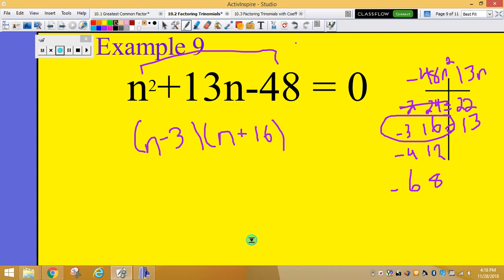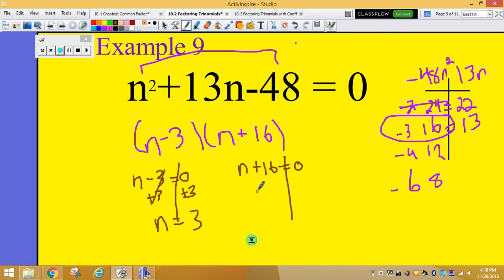Now, here's where it changes. If you have an equal sign, that means it actually wants the answer. It wants the numbers. So you're going to set this first parentheses equal to 0, and you're going to set the second parentheses equal to 0. And we're just going to solve them. So the way you solve a minus 3 is you do plus 3 on both sides. So n is 3, because 0 plus 3 is 3. Same thing, I'm going to solve this. So to move my 16, I would do minus 16.